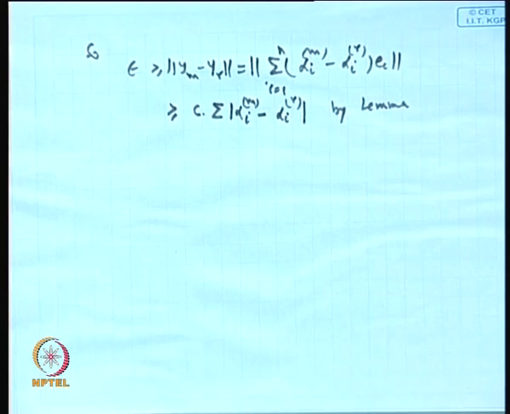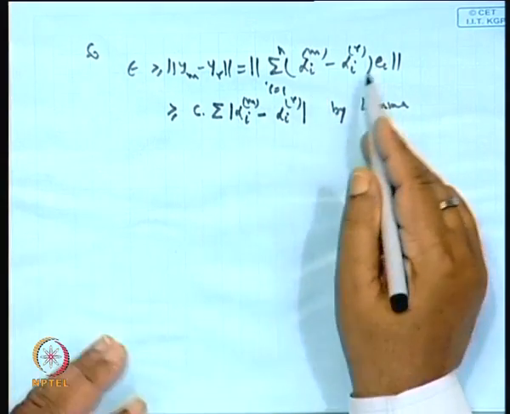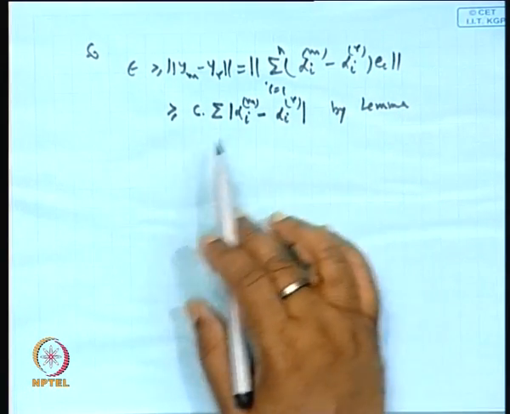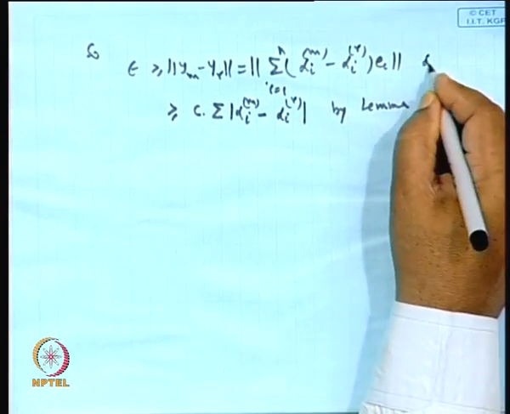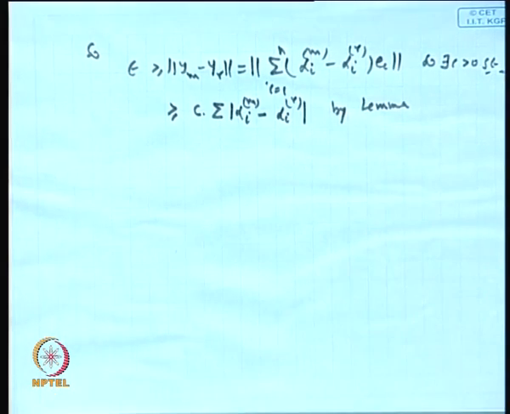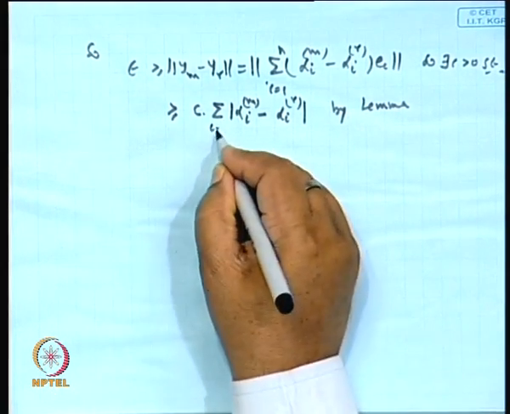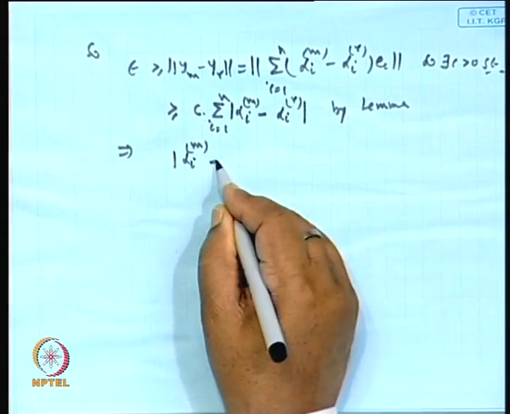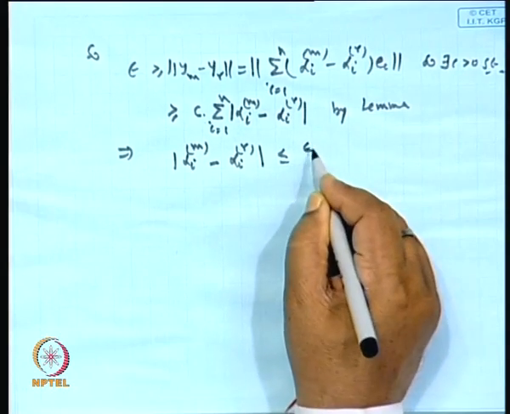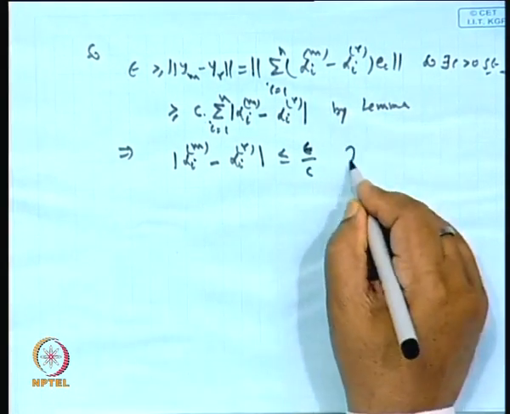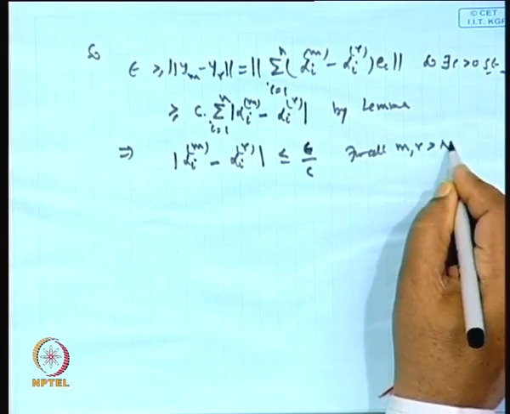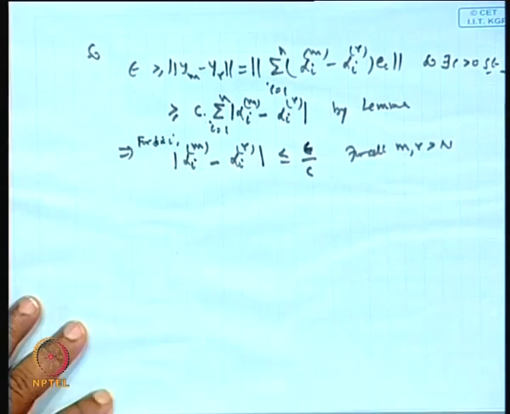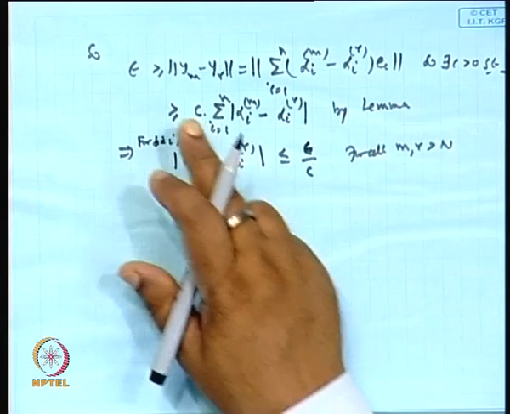because e_1, e_2, ..., e_n are linearly independent vectors and these are simply scalars. So a finite linear combination of these vectors is there, and we can find a c. So there exists a c greater than 0 such that this is true, by the lemma, for i from 1 to n. Therefore, from here we can say mod of alpha_im minus alpha_ir is less than or equal to epsilon by c for all m and r greater than N, for fixed i. So for each i you can get this one.